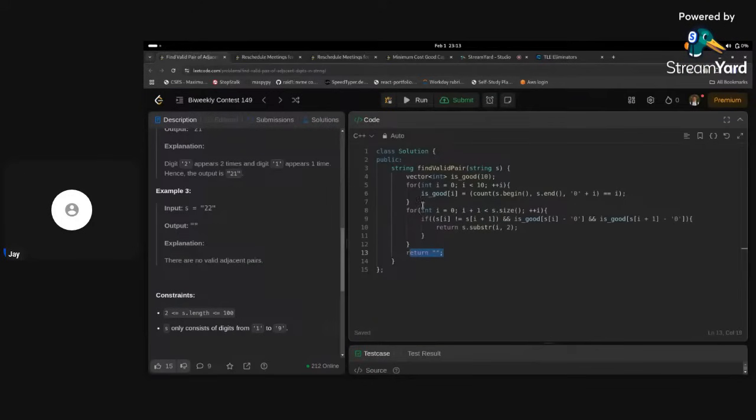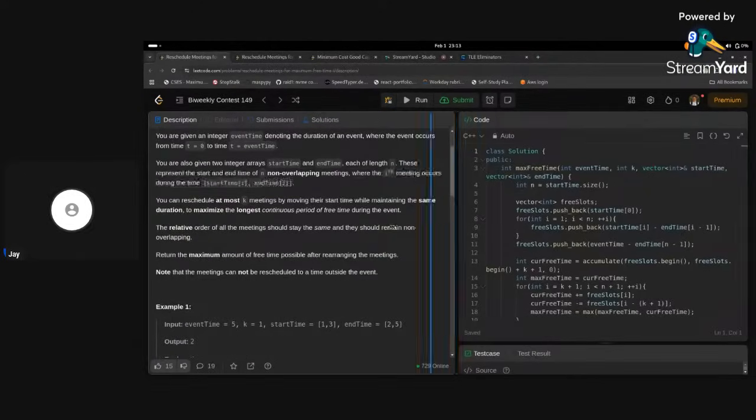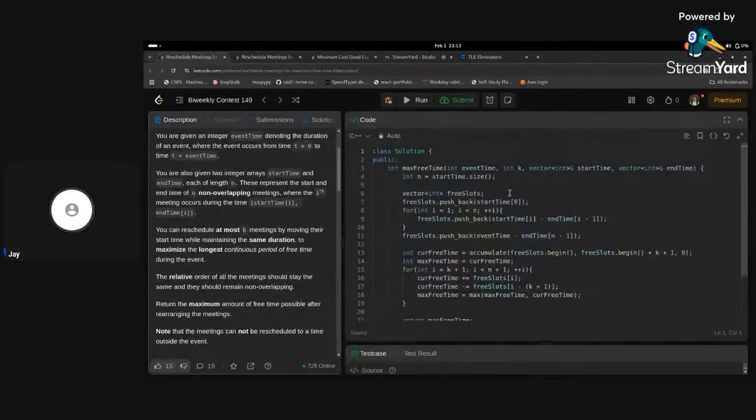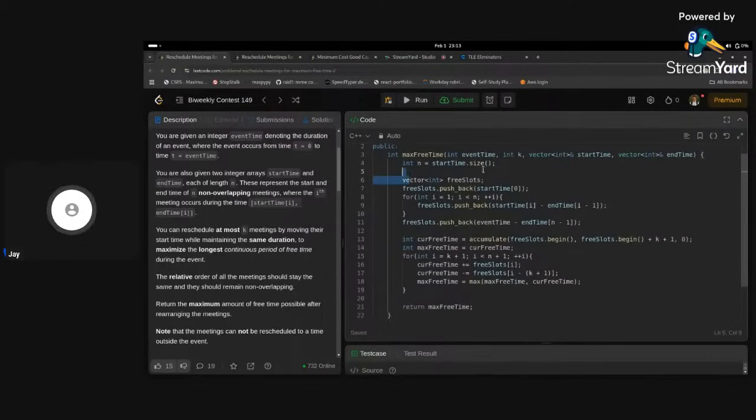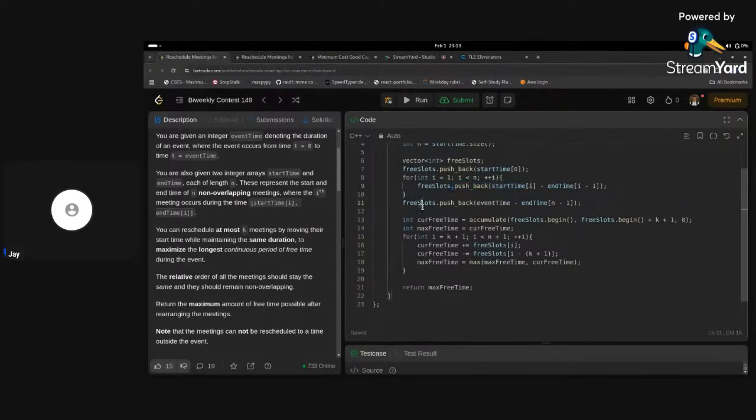All right. So this was the first, and this is the second. This is the code for the second. You have this vector of n free slots. Initially, your free slot is 0 to the start time of the first meeting. Then you iterate over all the meetings. This is the free slot where the (i-1)th meeting would end over here, and the ith meeting would start over here. That would be this free slot. And yeah, you have basically n+1 free slots.